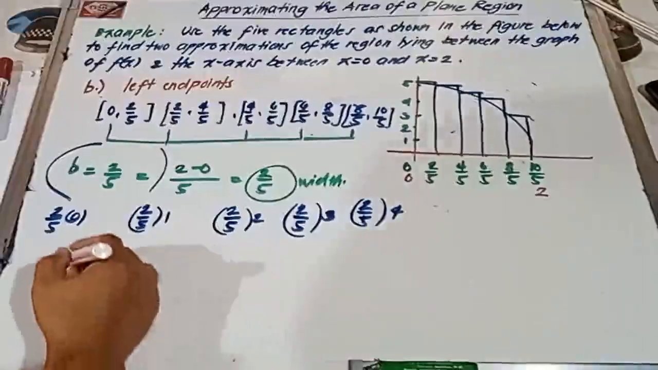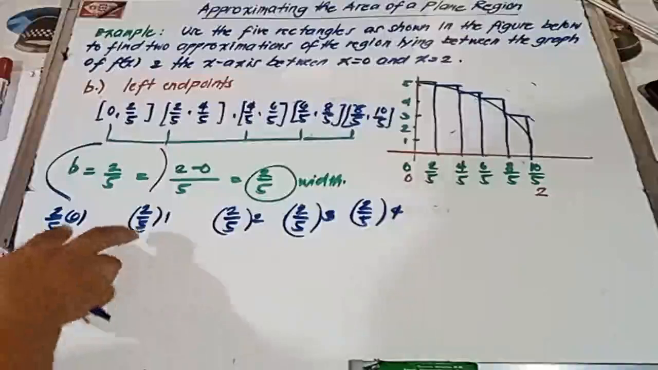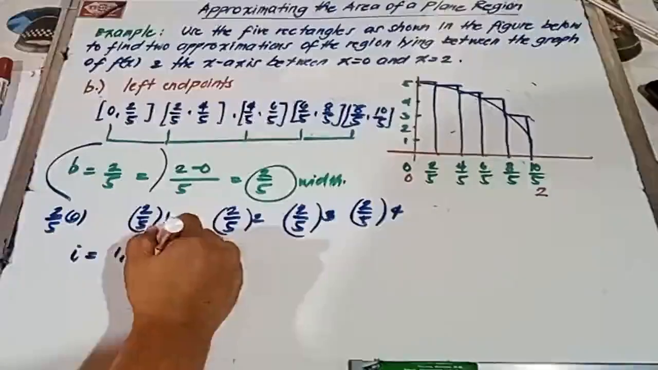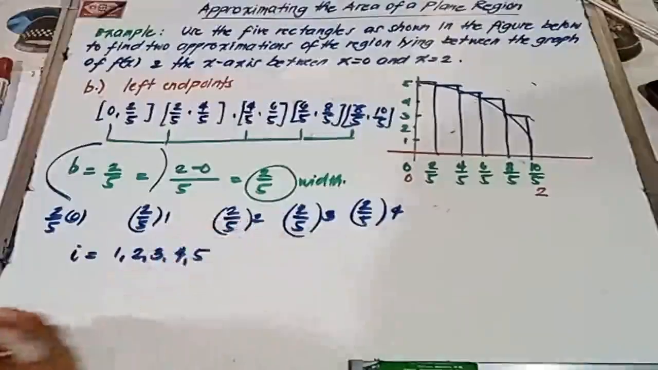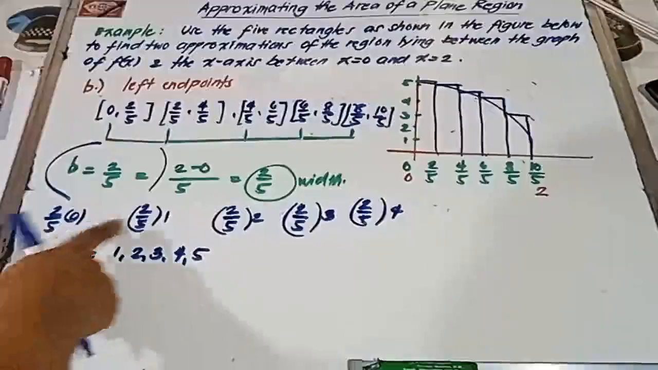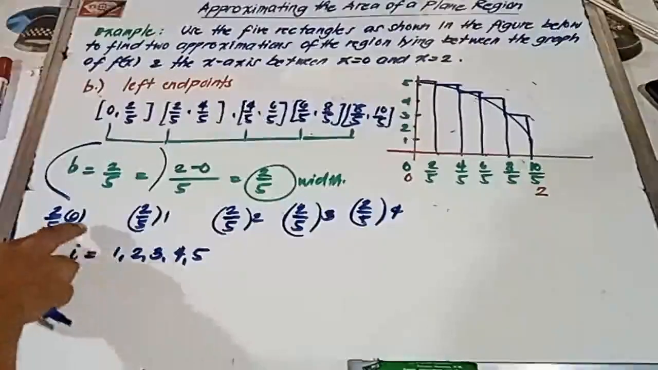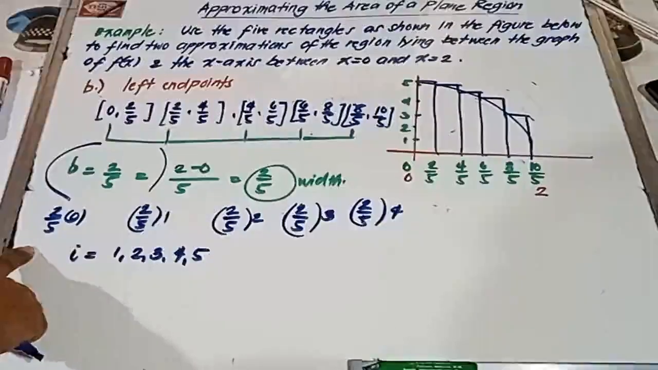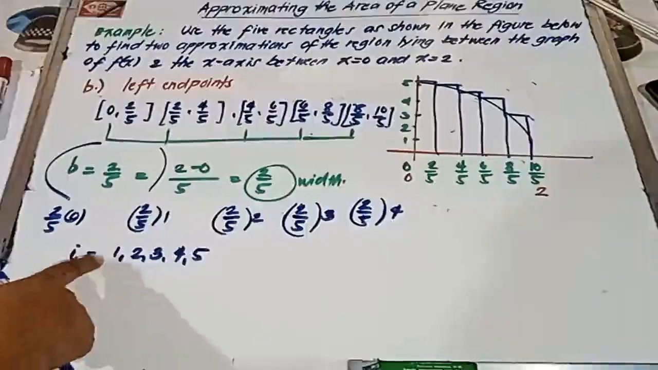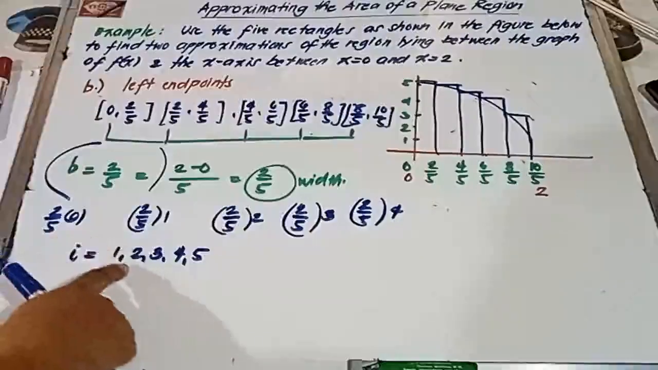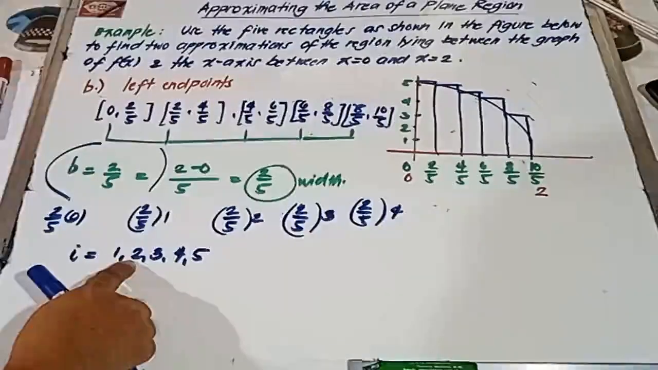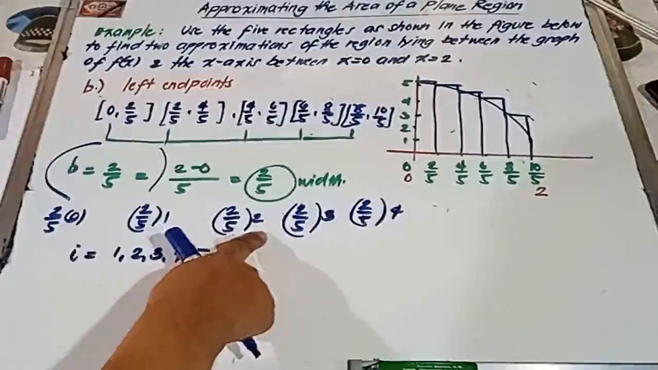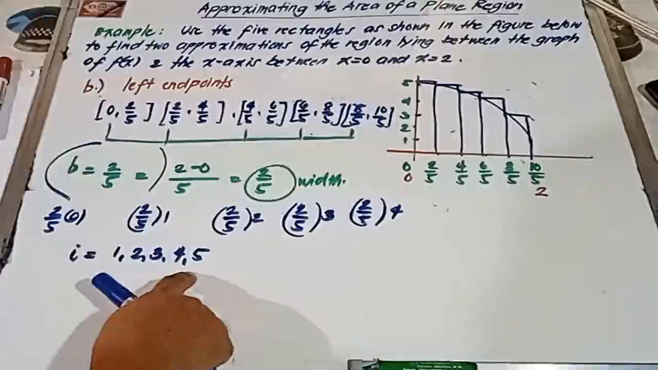Okay. So, if we're going to use I to represent our values here, 0, 1, 2, 3, and 4, where I is 1, 2, 3, 4, and 5. So, to obtain the values of 0, 1, 2, 3, 4, if I equal to 1, what should be the expression that should be multiplied to 2 over 5? So, it should be 1 minus 1 is equal to 0, right? And if the second value of I is 2, it should be 2 minus 1 is equal to 1. 3 minus 1 is equal to 2. 4 minus 1 is equal to 3. And 5 minus 1 is equal to 4.